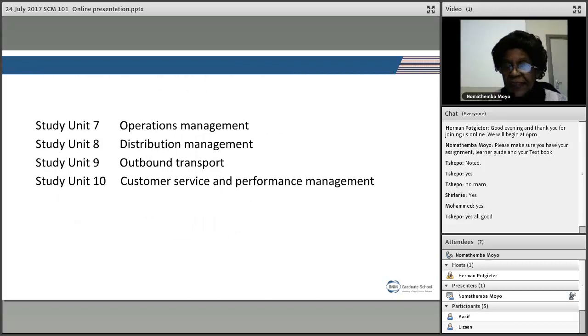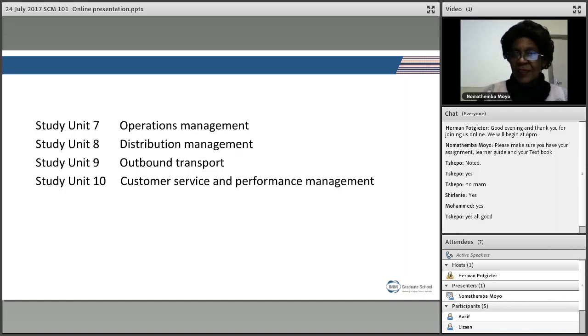Study Unit 7 talks about operations management. How are you managing your operations within your organization and within the plant itself, where the raw materials are changed into finished goods? And then distribution management. That's where we look at distribution management. We are now looking at the participants that are there in distributing the finished products.